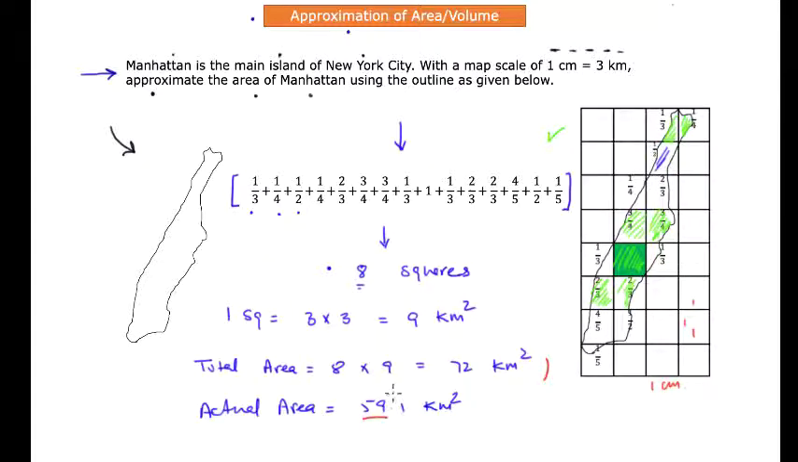Well, one could argue that the approximation gives you 72 square kilometers and the actual is 59. Our defense is that we are going to approximate, we are not going to obtain the exact area, right? So that is definitely an approximation, and 72 is not too far from the actual area, which is 59.